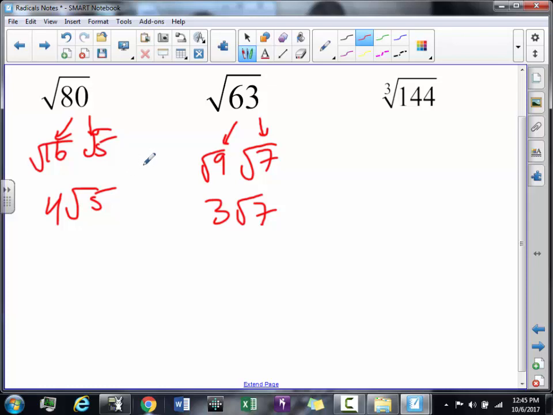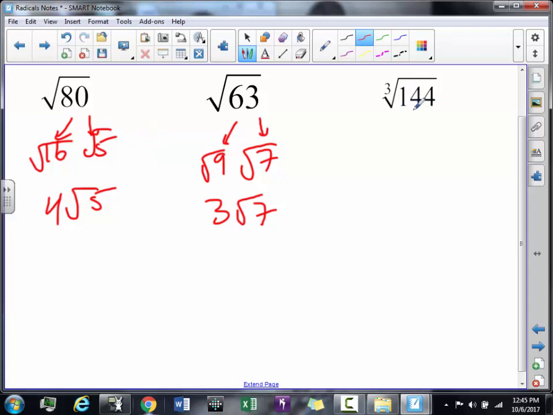So all you need to do is look for very targeted numbers. Only the ones that actually are square numbers work. So 1, 4, 9, 16, 25, 36, 49, right? Only bother with those ones. If those ones don't work, then we're done.